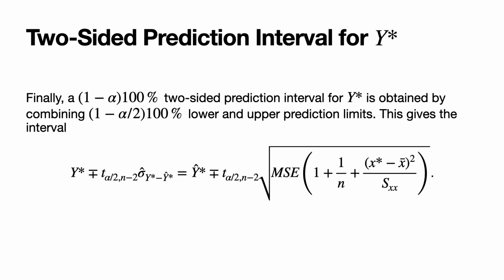Now again, the reason that we divide alpha by 2 when constructing a two-sided prediction interval is that we have to put half of the alpha in the left tail and half of the alpha in the right tail in order to have an overall 1 minus alpha times 100% prediction interval.